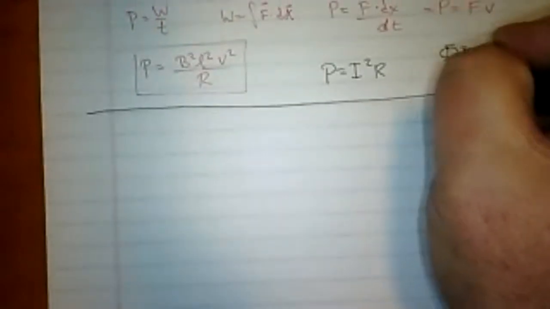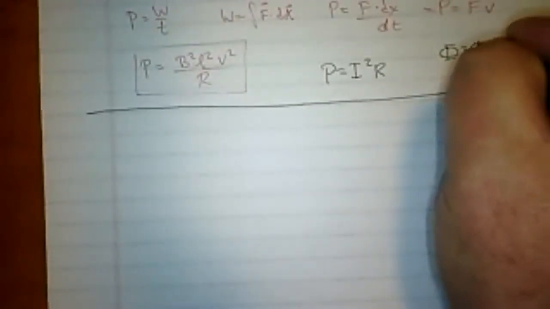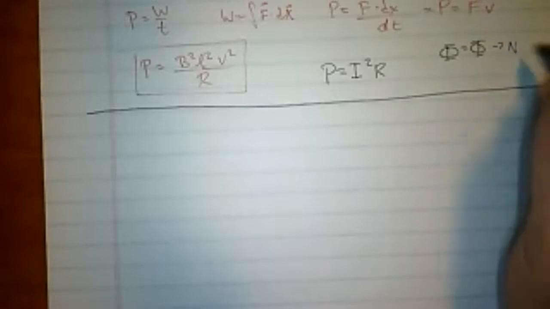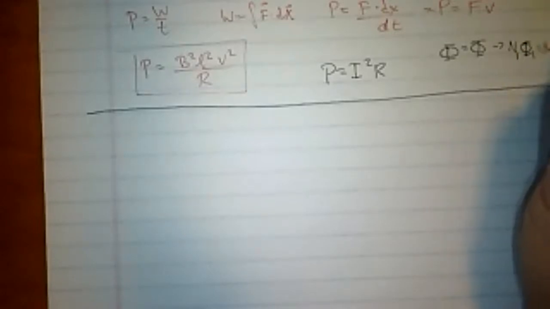But because magnetic flux is equal to magnetic flux, it turns out that you can actually do N, basically the number of turns, times phi 1 is equal to N2 times phi 2.